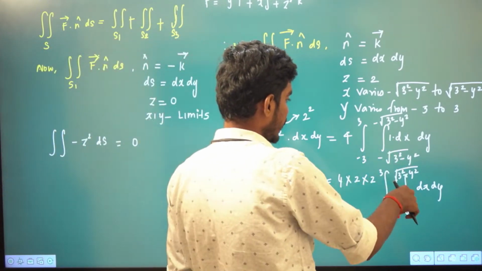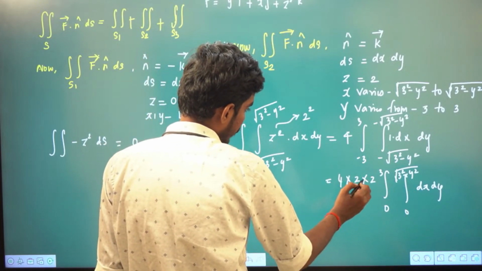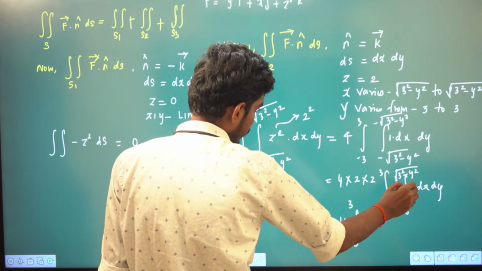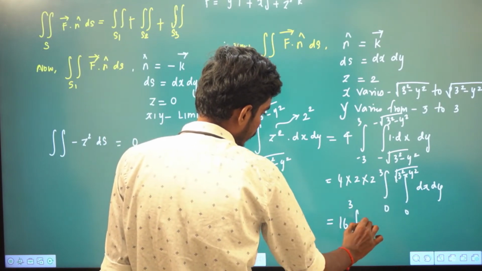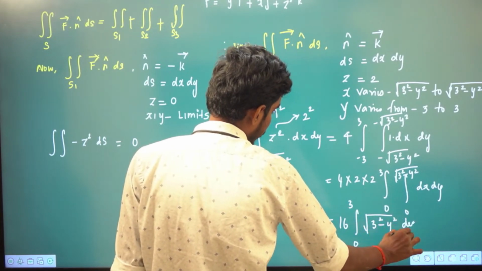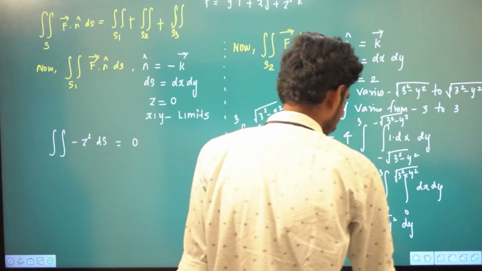Now integration of dx is x. So this will be 4 2s are 8, 16, 0 to 3. So integration of dx is x. So this will be root of 3 square minus y square dy. Now again apply the a square minus x square formula.